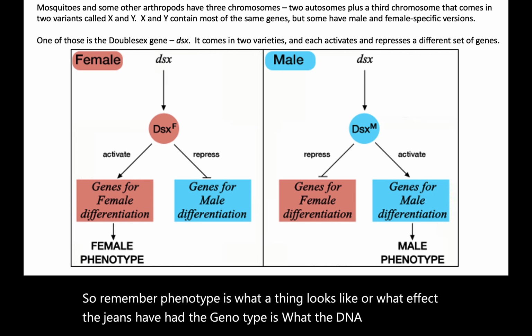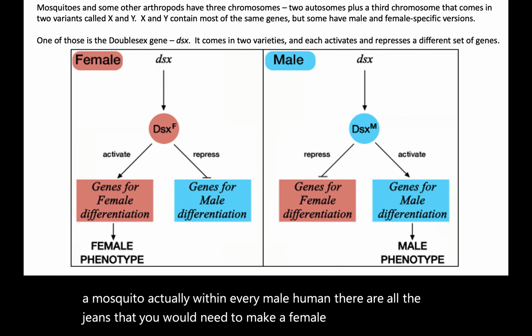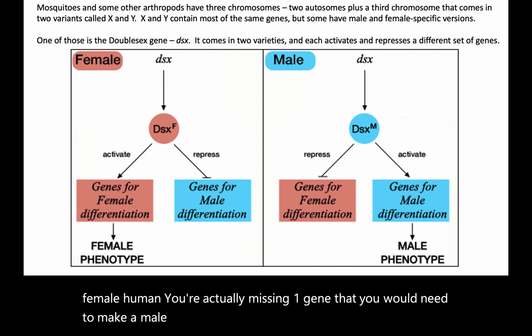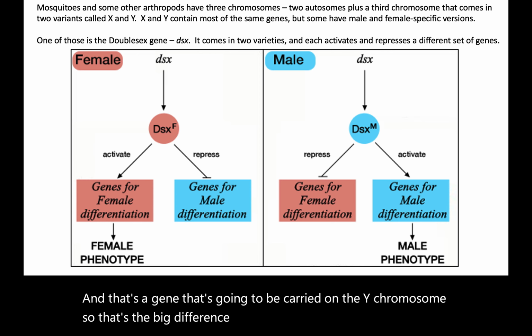So within a mosquito, actually within every male human, there are all the genes that you would need to make a female human. Within a female human, you're actually missing one gene that you would need to make a male human, and that's a gene that's carried on the Y chromosome. So that's the big difference there. But yeah, this is the main difference.